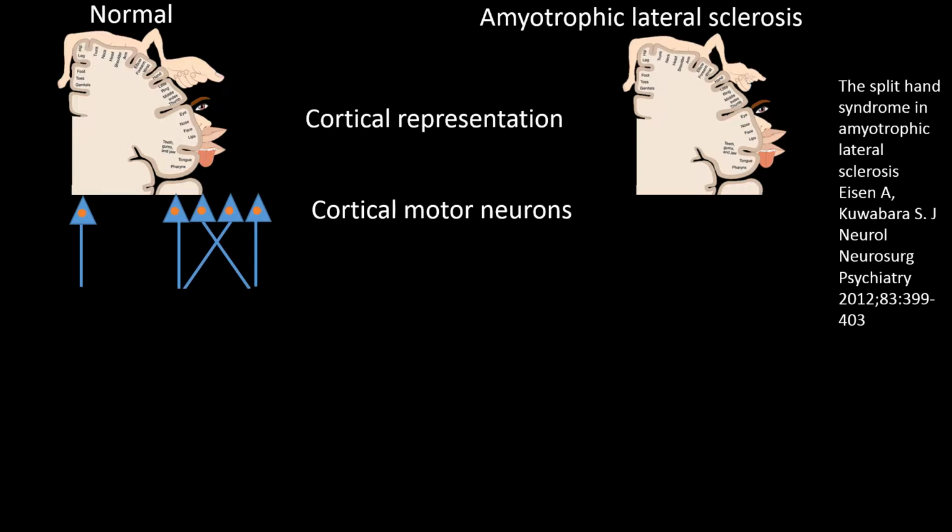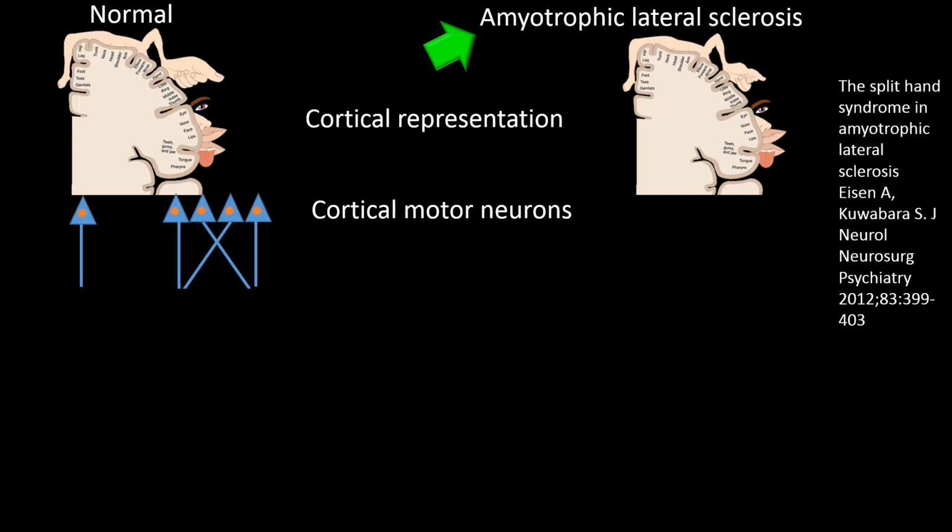Now I have added cortical motor neurons concerned with movements of the radial side of the hand, as I have indicated by the parentheses on top of the neurons and in the cortex.